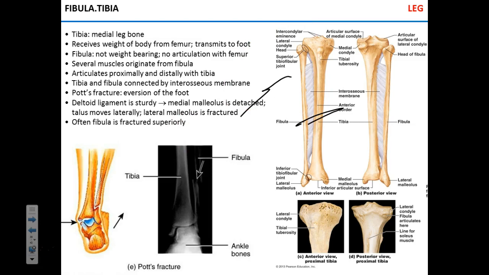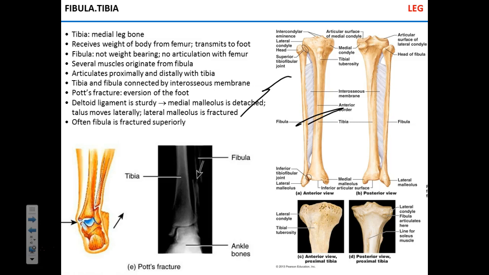Tibia. This is the bone of the leg. It's medial, so pretty much it's a leg analog of ulna. Can you see the tibia? Right here. This is the weight-bearing bone. It receives all the weight from the femur and transmits that weight to the foot.